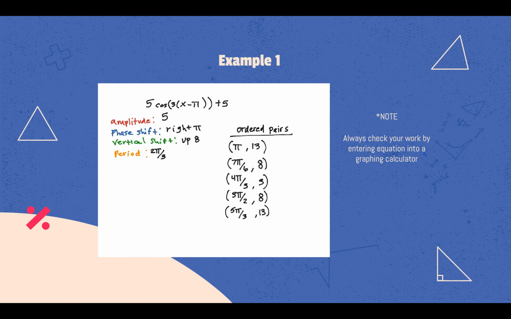So that our completed solution will look like this, with our amplitude of 5, phase shift going right pi units, vertical shift of 8 units, and the period of this equation is 2 pi over 3 for every complete cycle of this equation, and the ordered pairs are as follows.